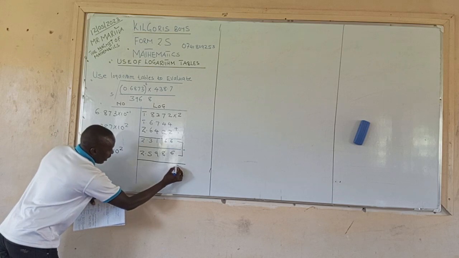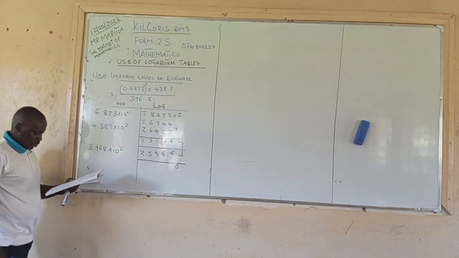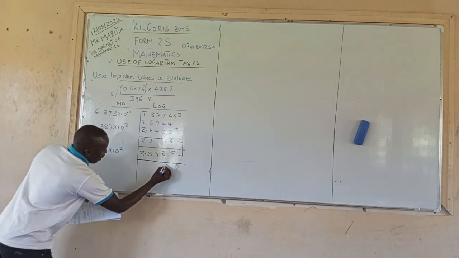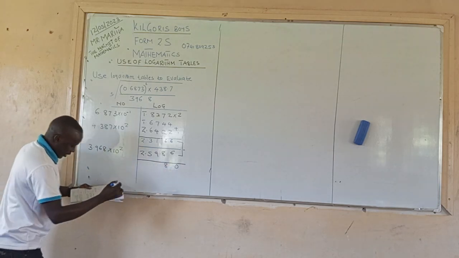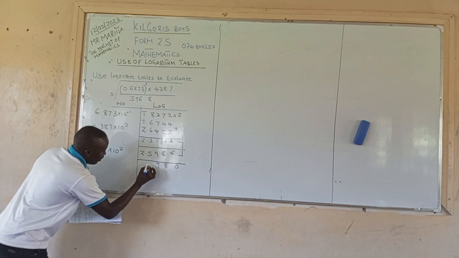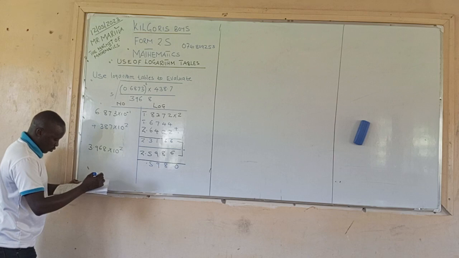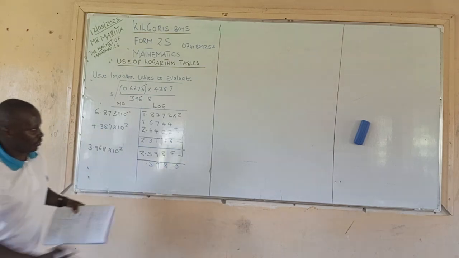This one is giving us 0, we have 8, then we have 9, we have 5.2. No, sorry for that.